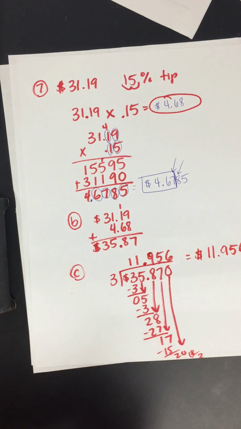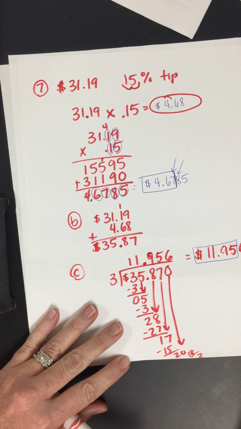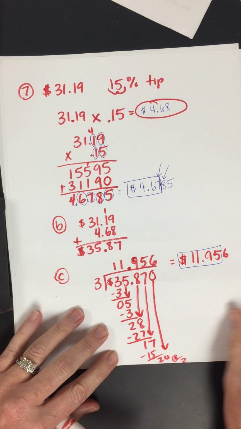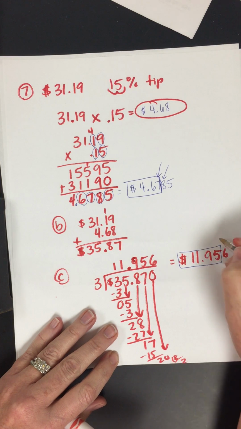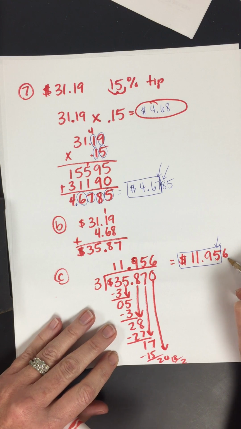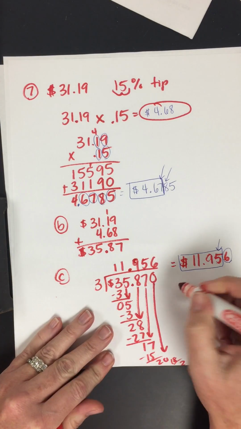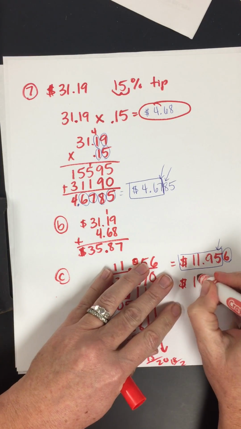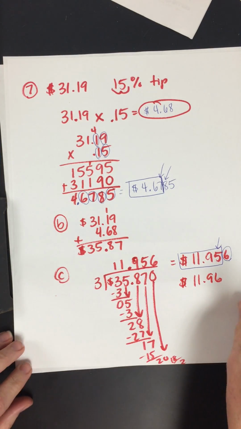where we need to go for money. Remember, we only go 2 places past the decimal. And we end up with $11.95. So again, we're going to be rounding this number. If this number is 5 or bigger, round it up. If it's 4 or lower, leave it the same. So since this is a 6, we're going to say that each person needs to chip in about $11.96.